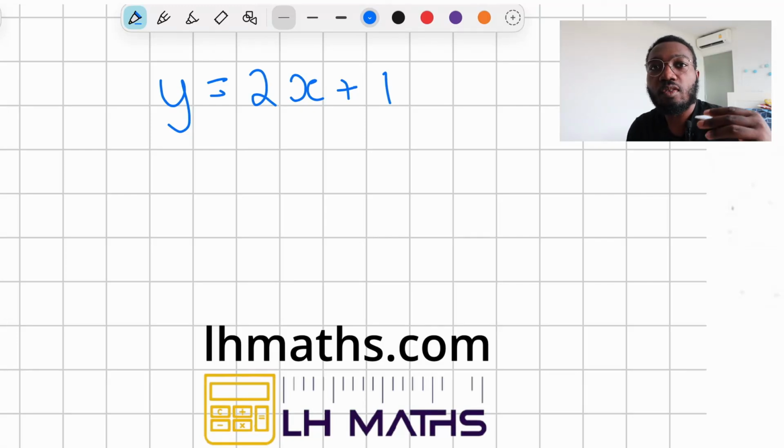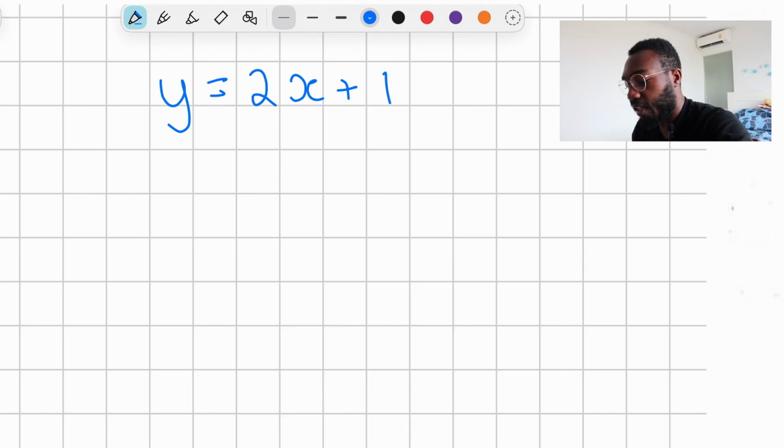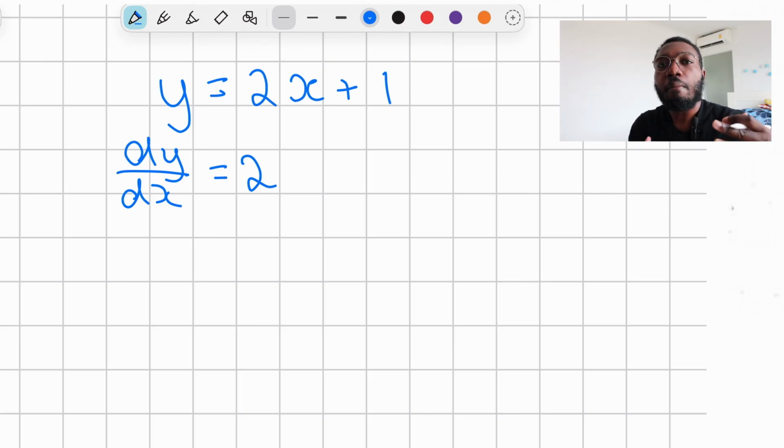So we have something like this. We have y is equal to 2x plus 1, and we need to differentiate that. So we know that if we were to differentiate something like this, it would be dy over dx, and that would just equal 2, okay? But what is actually happening here with the y, okay? Now with the y, it goes to dy over dx.